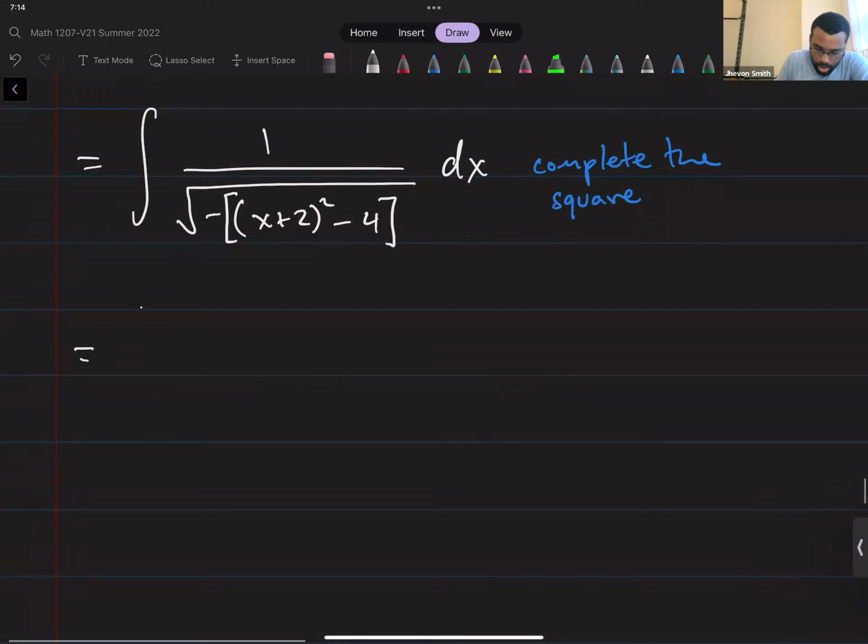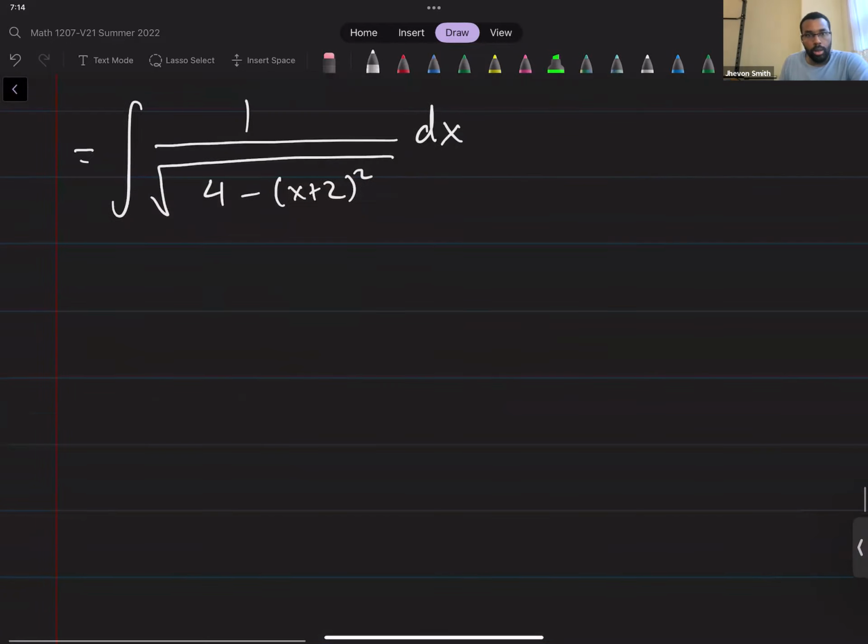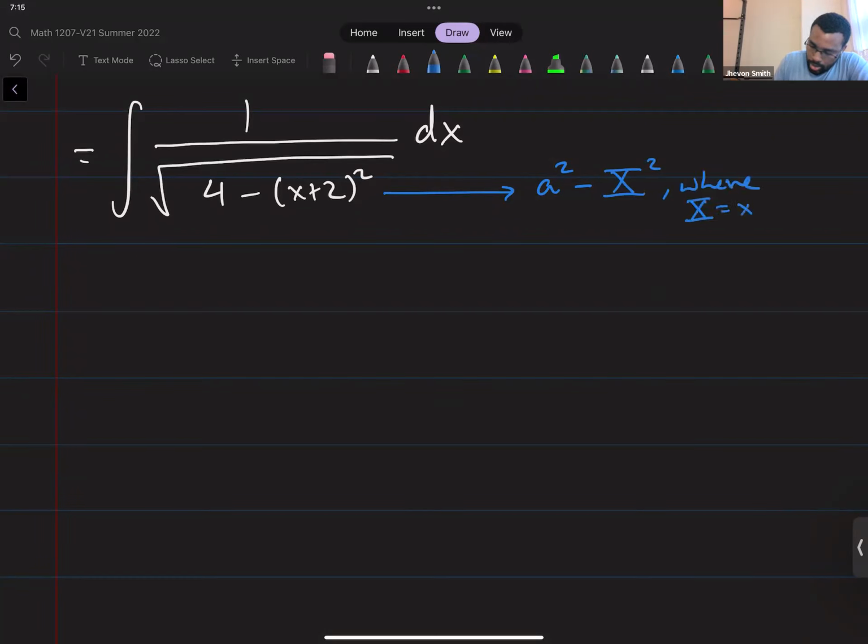And then I can multiply that out. So now it looks like 4 minus x plus 2 all squared. So this reminds me of the a squared minus x squared form. So it looks like a squared minus x squared, where your x is x plus 2 and your a is 2.